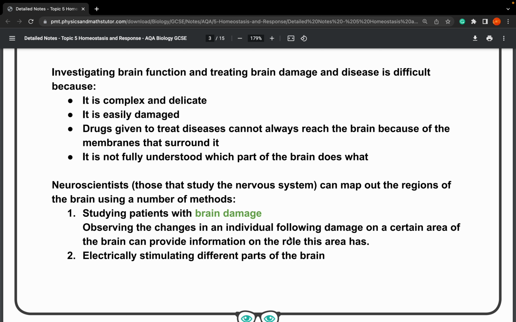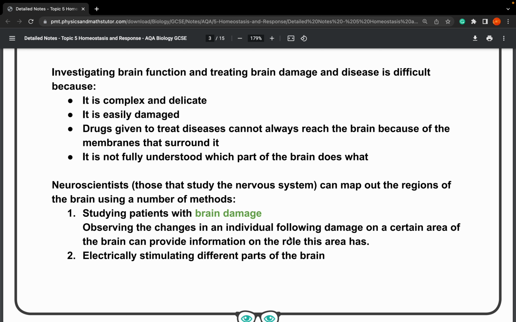Okay, the barrier is formed by the meninges. It is not fully understood which part of the brain does what. That's what is needed for your level. But frankly speaking, millions and millions of pounds were already spent, and mostly we know which part of the brain does which. For exam's sake, it's okay for you.